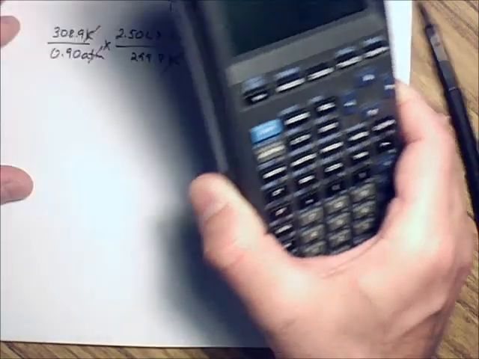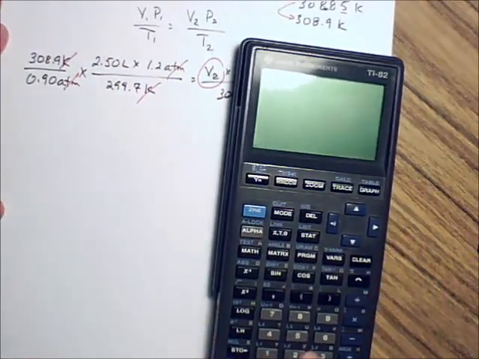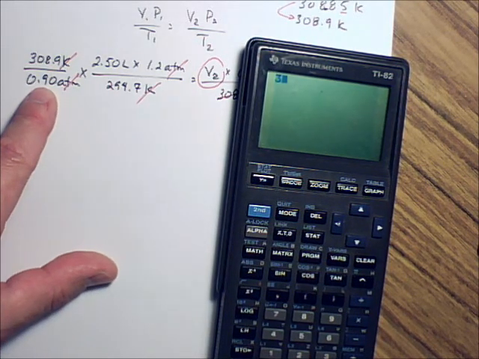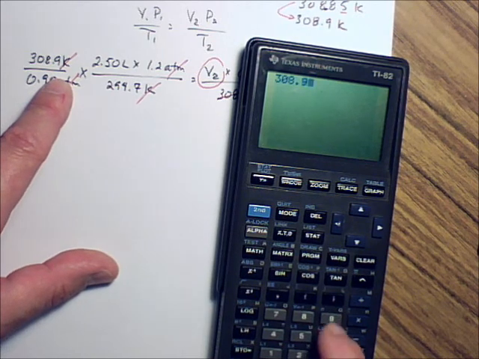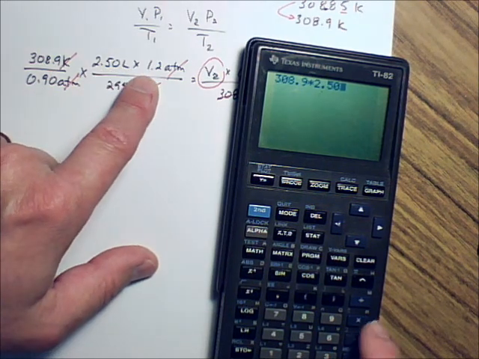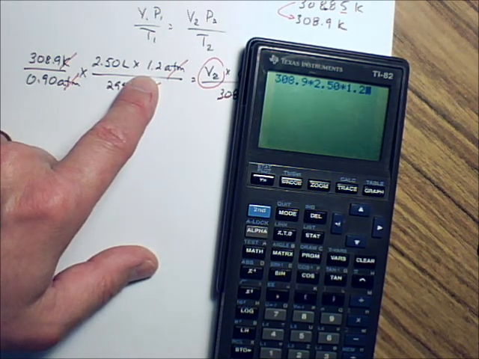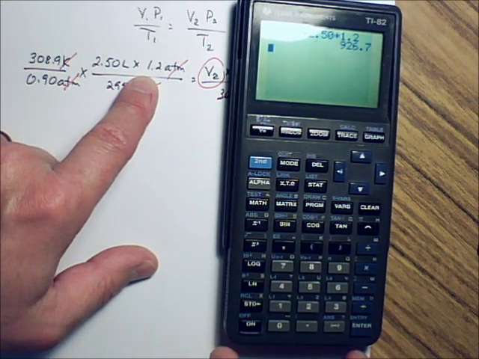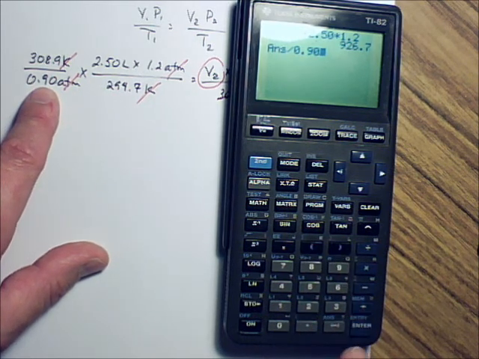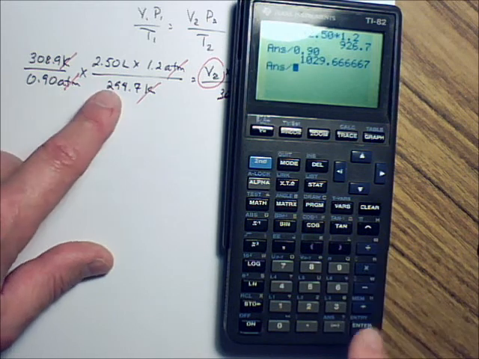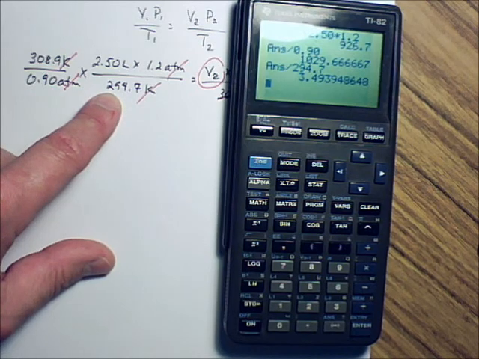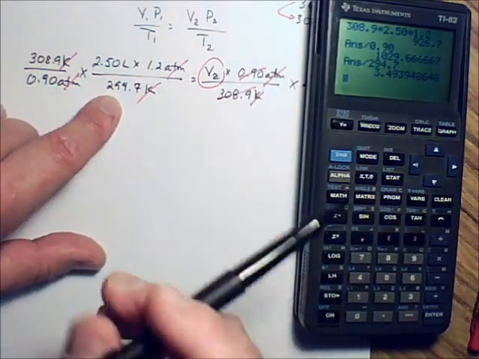I want to figure out how many liters of gas we actually have here. Okay? All right, let me move this just a little bit so we can see better. 308.9 times 2.50 times 1.2. Now I'm going to hit my enter button and then separately divide by 0.90 and hit my enter button again, and then divide again by 294.7 and hit enter, and that's going to give me the unrounded answer that I need.